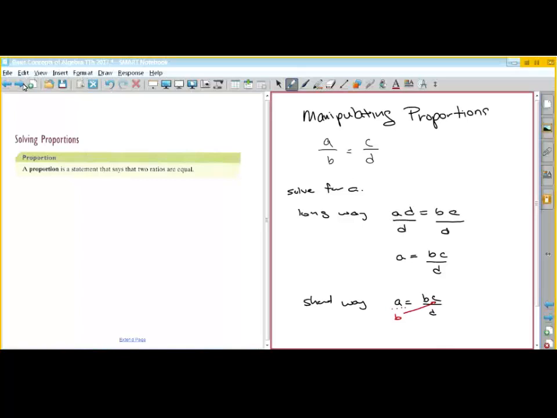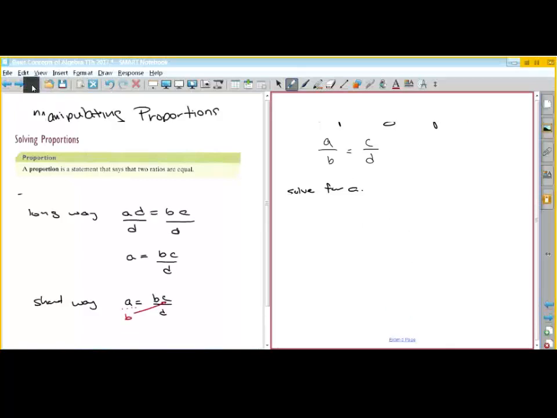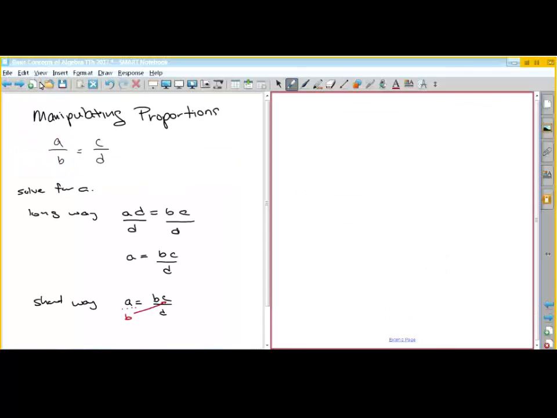I mean, you can still do it that way if you like. Basically, I'm just saving a step by moving it. It's a lot faster to do it the way I'm doing it. Yeah, you just do it mentally.